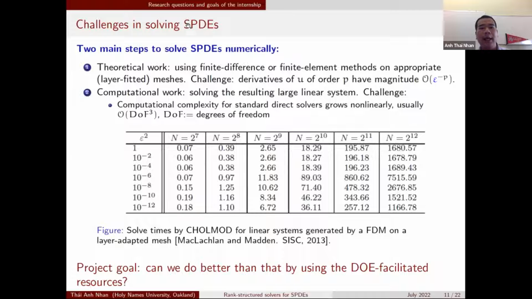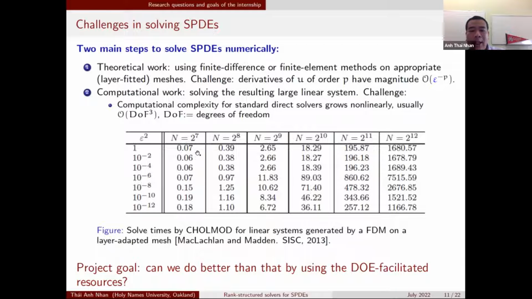Yeah, so when you have 2 steps, step 1 is theoretical work, and then step number 2 is the computational work. And mainly the challenging task is solving the large linear system coming from the discretization.